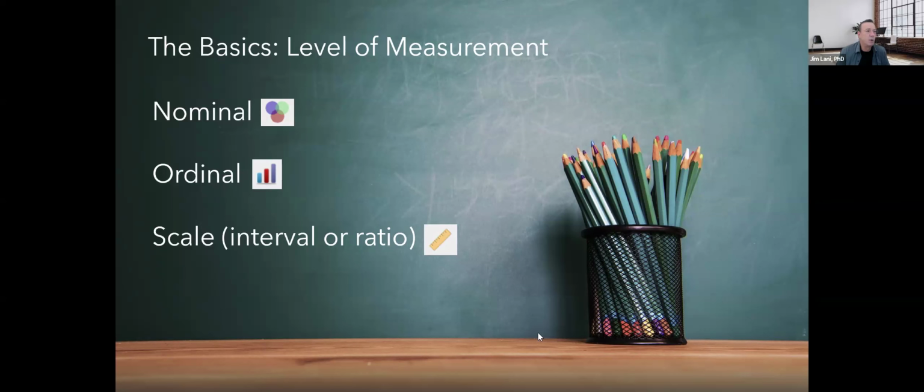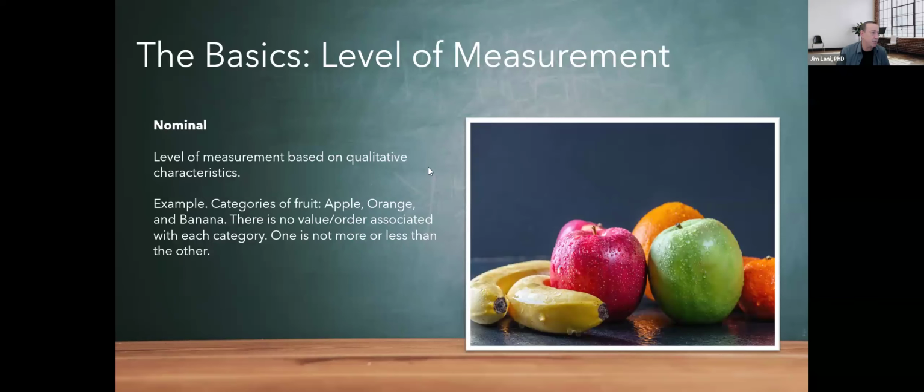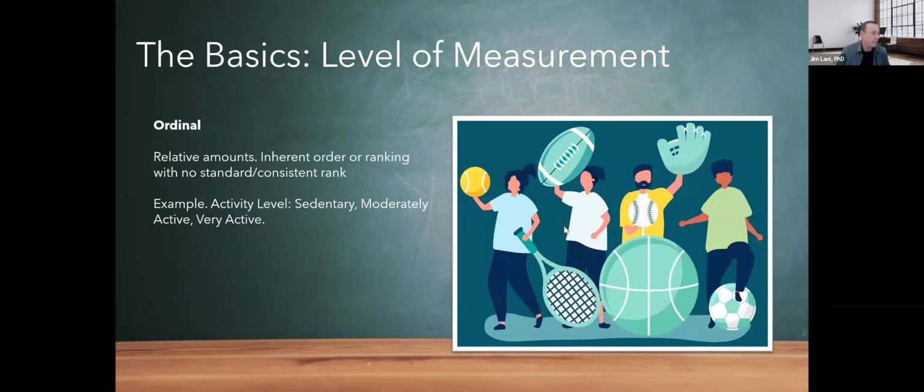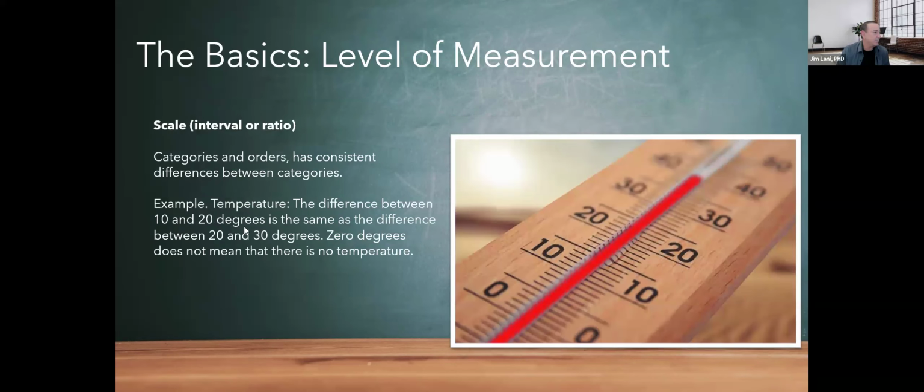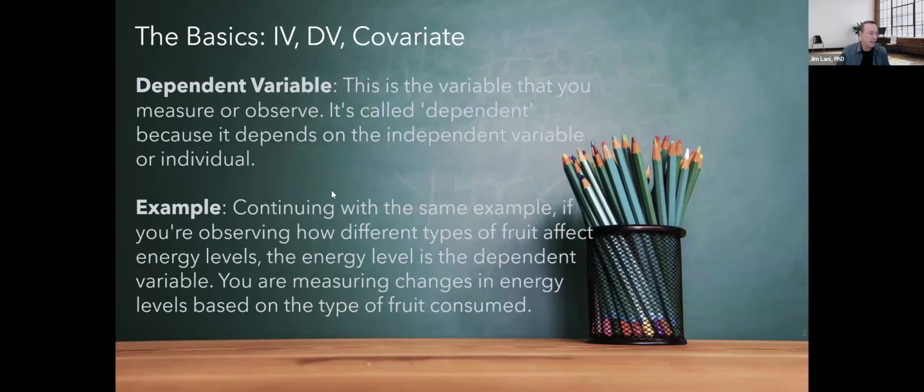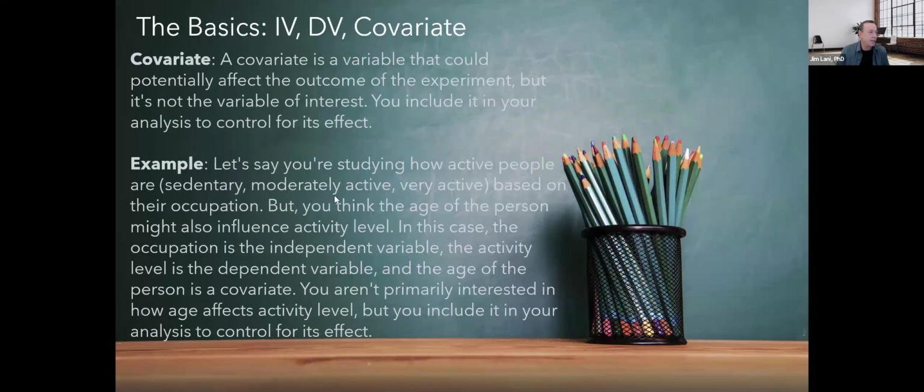Okay, so I will just go through quickly. Fruit is a nominal level of measurement. These are just names of fruits, no order to them. Ordinal data, sedentary levels, activity levels is another way of looking at that. Scale: thermometers, rulers, things of that sort. All right, I'm just going to go through that.